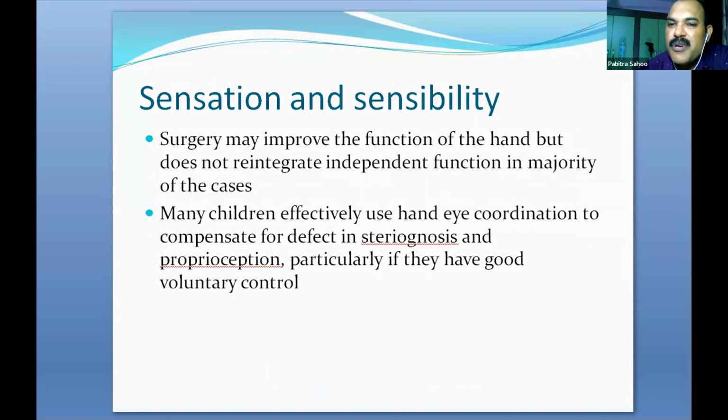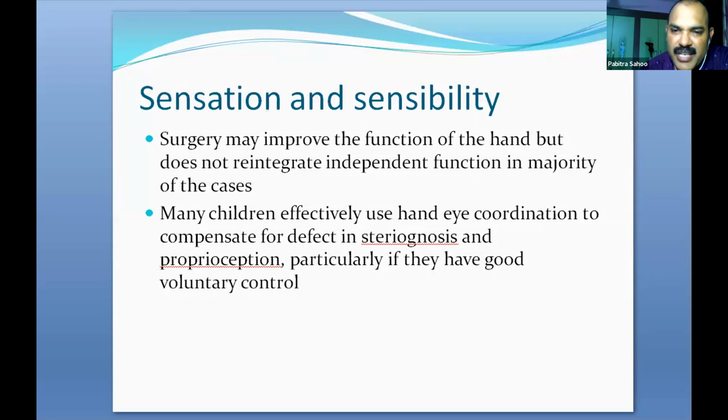Surgery may improve the function of the hand, but does not reintegrate independent function in the majority of cases. And that could be the reason: maybe the stereognosis is poor, maybe the sensory inputs are poor. So one must evaluate properly before going for surgery.